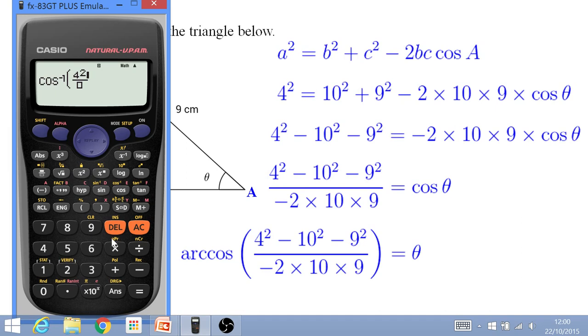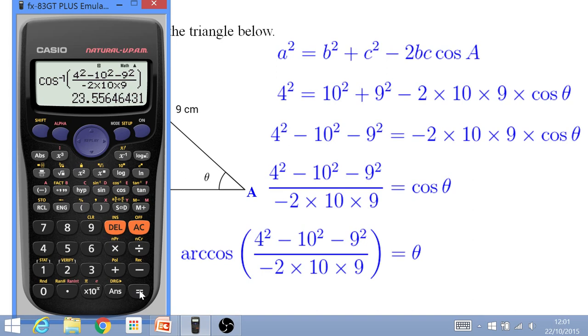So 4 squared minus the 10 squared minus 9 squared. This is obviously faster for you to type in. All over 2 times 10 times 9. And close the brackets. And that gives us an answer of 23.5564 or 6, so on.